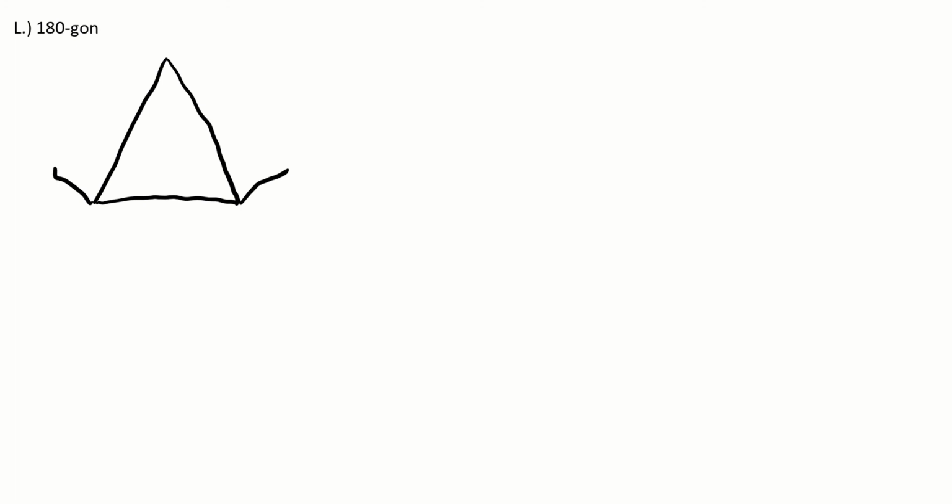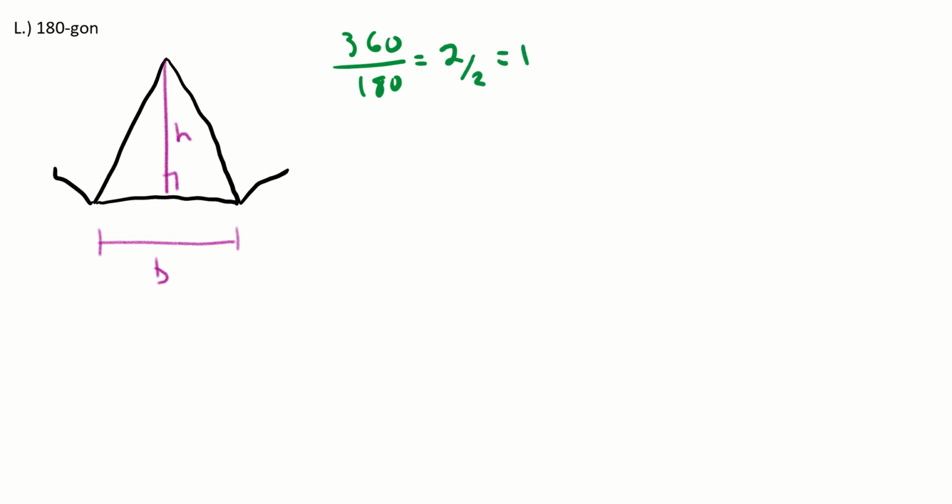So then we have the 180gon. And so when we have the 180gon, again, my strategy is exactly the same. I'm going to create this triangle. I know that this is going to be the base, and I know this is going to be the height, and I know that there's going to be 180 of these triangles. So I'm going to take 360 and divide it by 180, which is 2, and then when you take 2 and divide it by 2, you get 1.